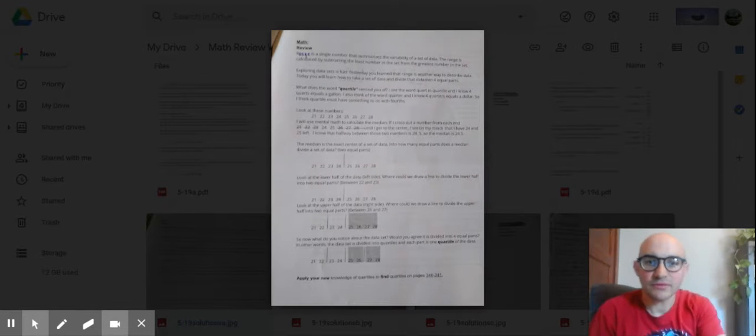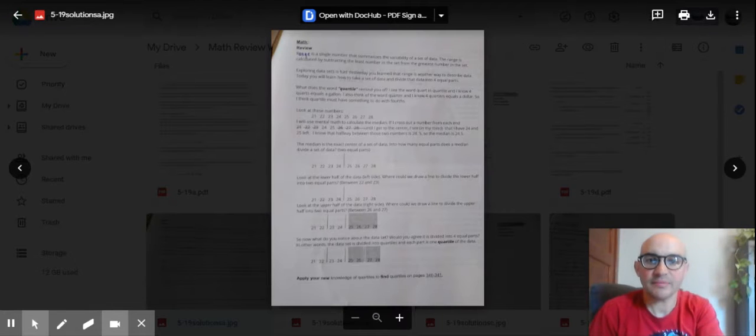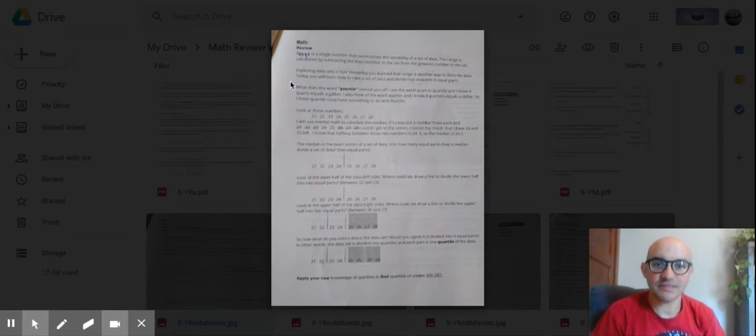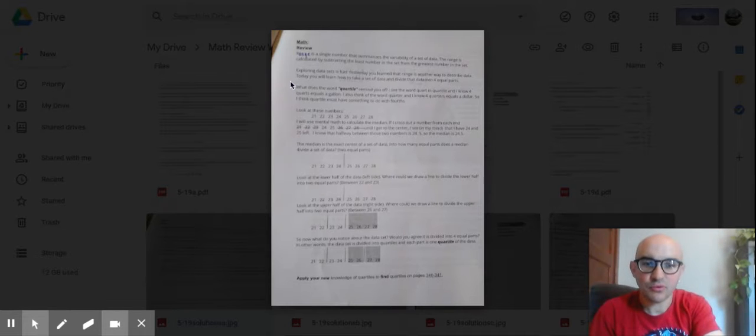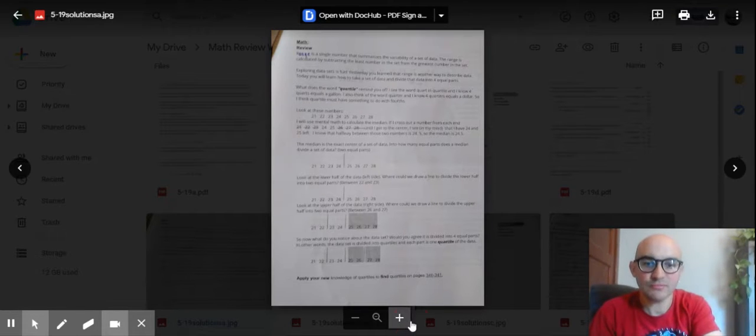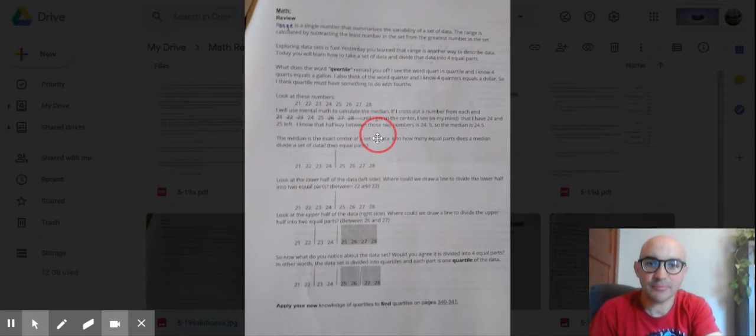We're going to work through this page that you see straight out of the packet, this page that you see on screen. And we're going to go through it and talk about how to solve the problems, talk about the concept of quartiles, and answer a couple questions on this video, and then we'll move on to the next video. So we'll start at the top here.